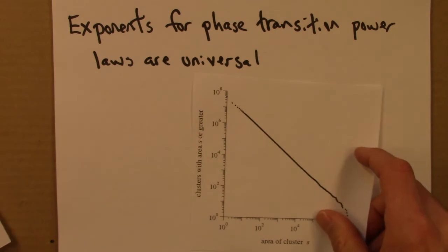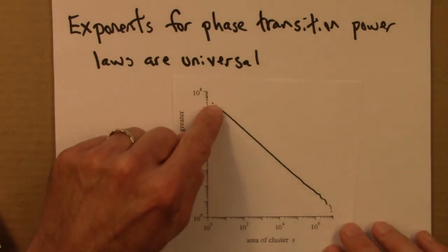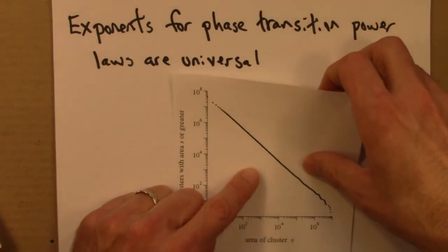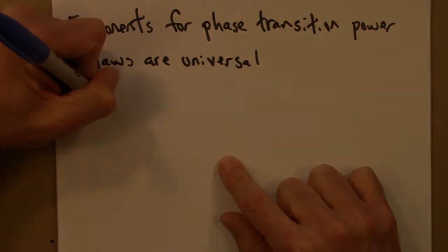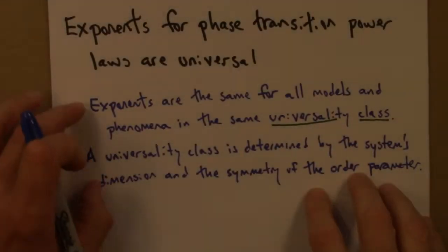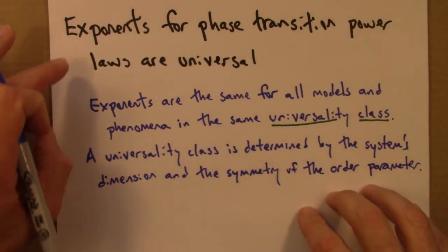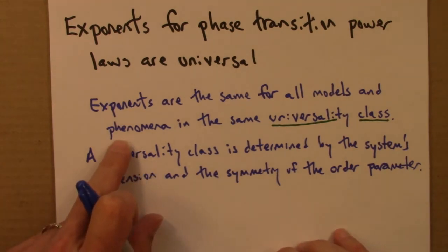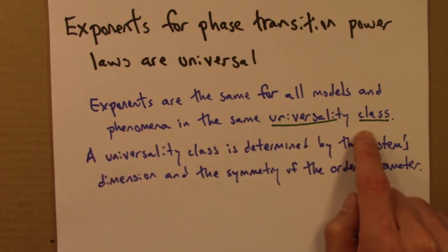So these exponents for phase transitions are the same for broad classes of models, independent of the details of the model. Let me write this statement a little bit more precisely. Saying this a little more precisely, exponents are the same. These power law exponents are the same for all models and phenomena. So this isn't just mathematical results, but there are physical systems that do this as well, that are in the same universality class. So what do I mean by universality class?